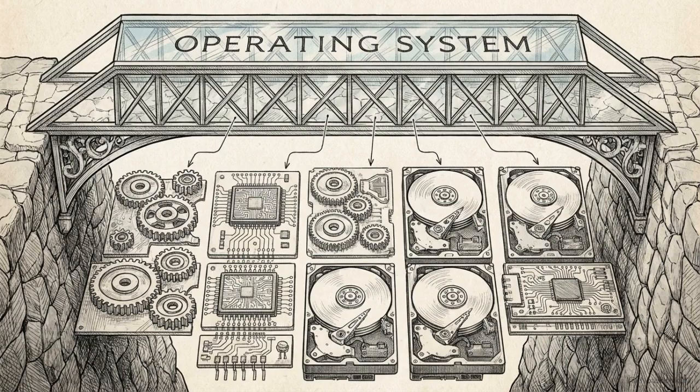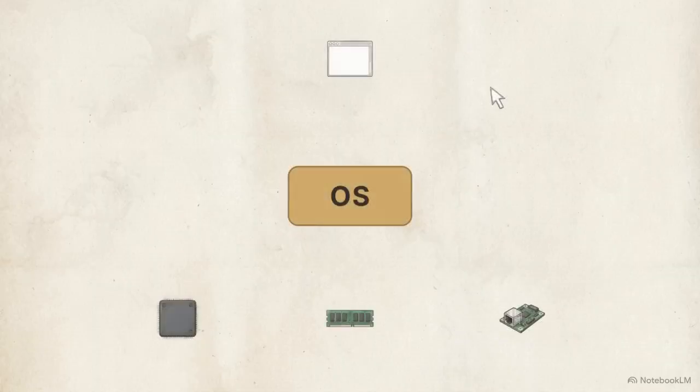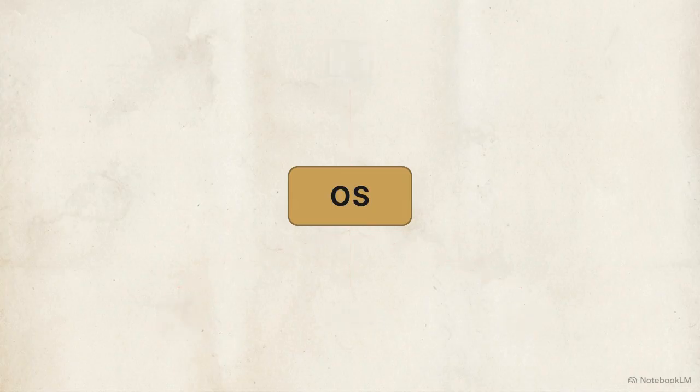It is defined as system software, a complex collection of programs designed to manage hardware resources while shielding the user and application programs from the raw complexity of the machine. The OS serves as the interface bridge between the user and the computer hardware. When you launch a browser or save a file, the OS interprets that high-level request and translates it into specific signals for the physical components.